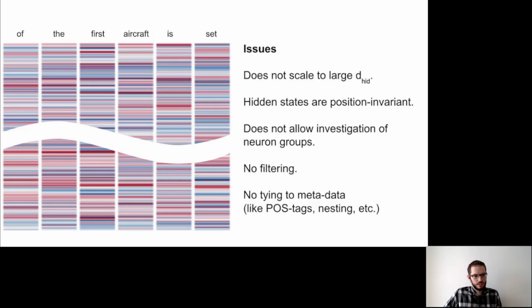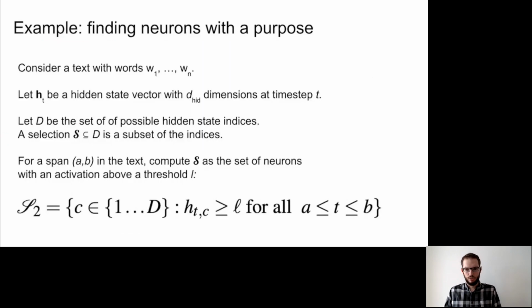And finally, since we're already using the x-axis, the y-axis, and color to indicate our cells, we don't have space anymore to show any metadata like part of speech tags or the level of nesting or whether we're inside of quotes. So we need to come up with something else. To do this, let's take a step back and first define how we want to go about selecting neuron groups.